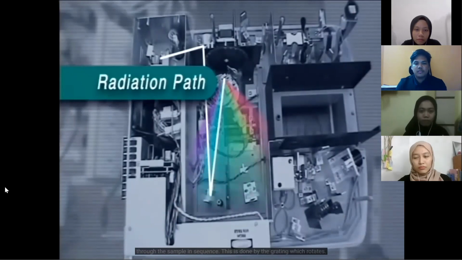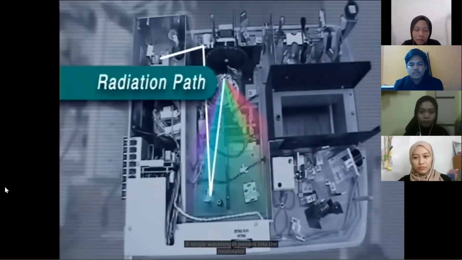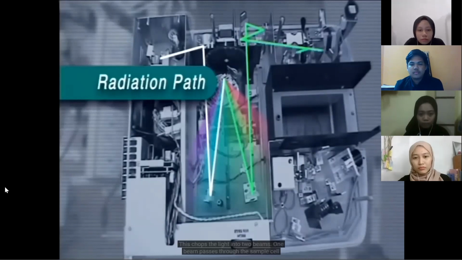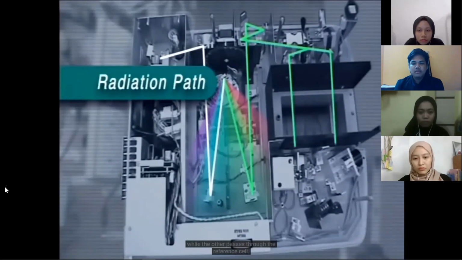This is done by the grating, which rotates. A single wavelength passes into the modulator, which consists of a rotor with mirrors on it. This chops the light into 2 beams. One beam passes through the sample cell, while the other passes through the reference cell. So the instrument is referred to as a double beam instrument.